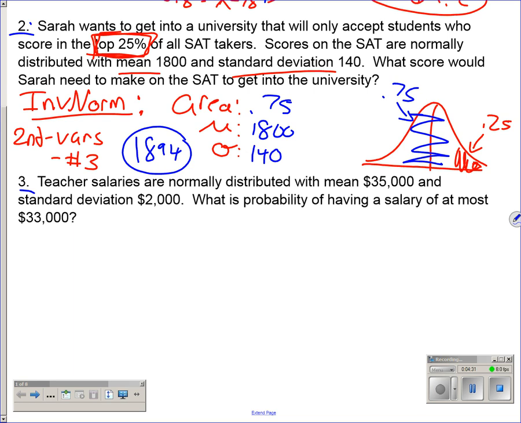Some colleges are strict that way. Some colleges require a certain score on their SAT or that other thing you have to take in order to get into the college. Any questions on number 2?